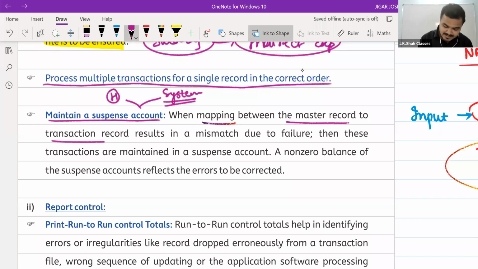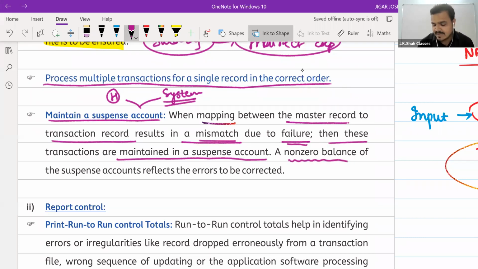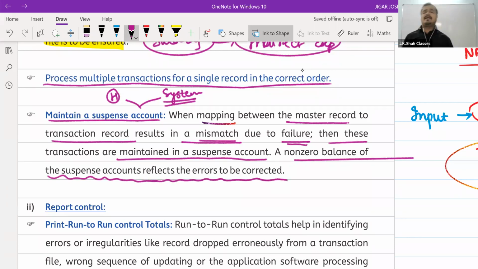See this. When mapping between the master record and transaction record results in a mismatch due to failure, then this transaction will be maintained in a suspense account. Yes, chartered? Yes, sir. This transaction will be stored in a suspense account. This is a very important line, people: a non-zero balance of suspense account reflects the errors to be corrected.